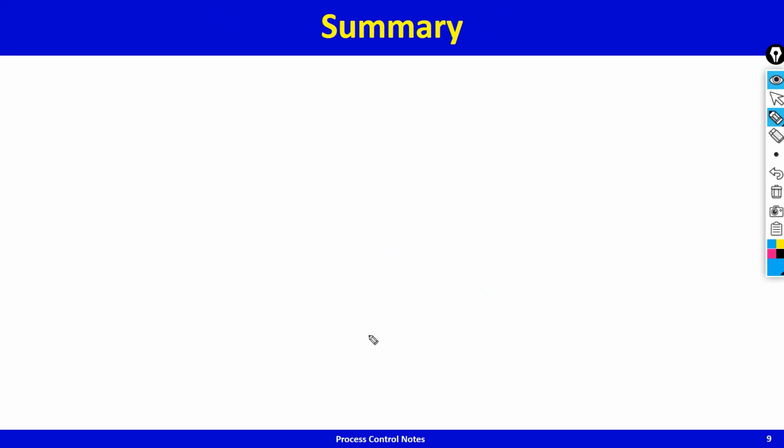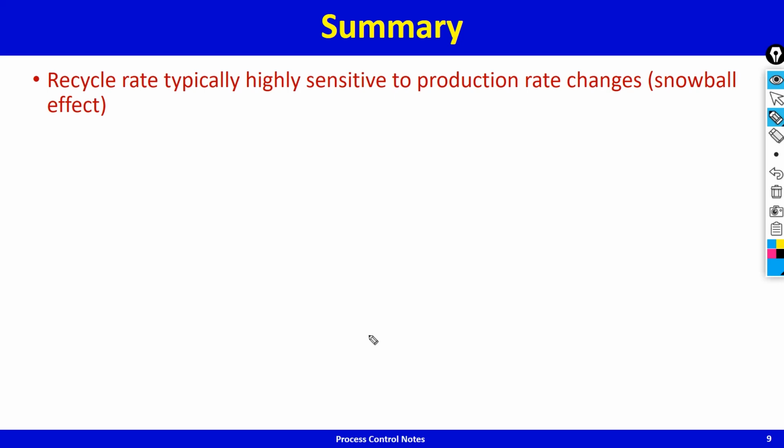Continuing, it's time to summarize. So what we have discussed or shown for that simple process is that recycle rate typically exhibits high sensitivity to production rate changes. This is the snowball effect.